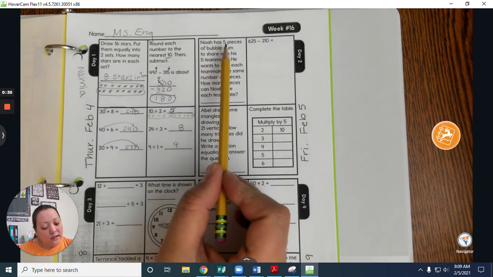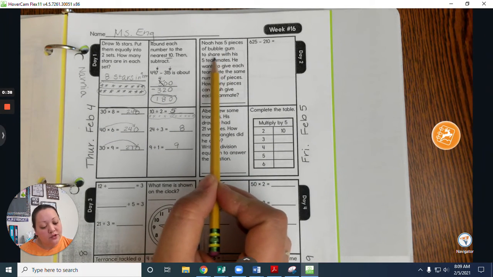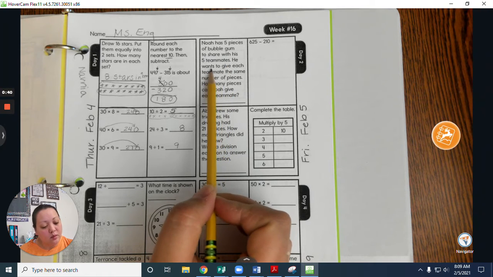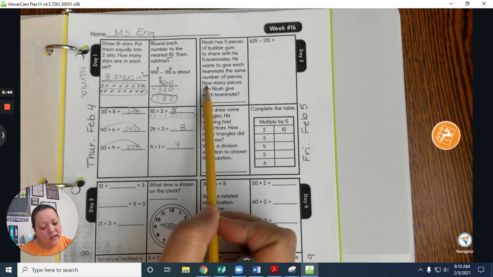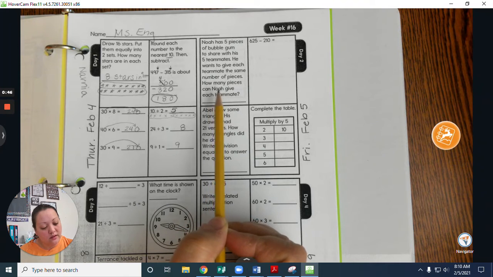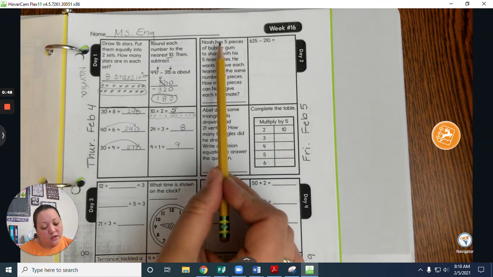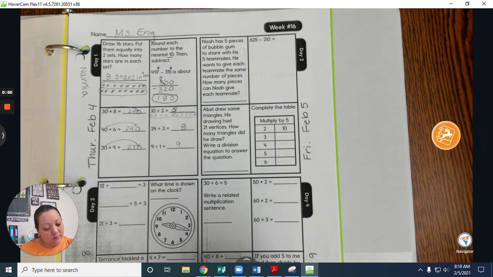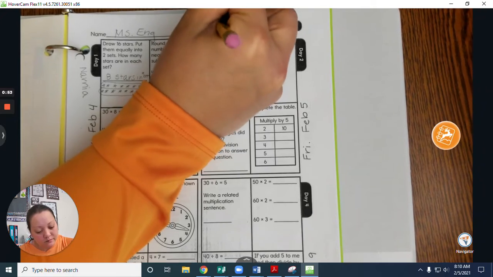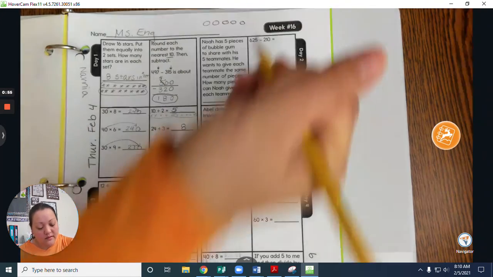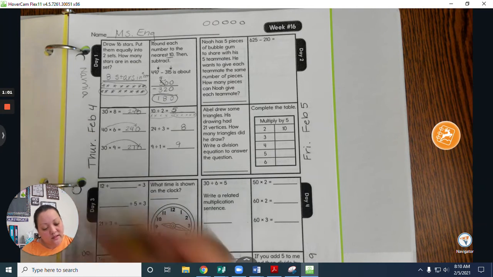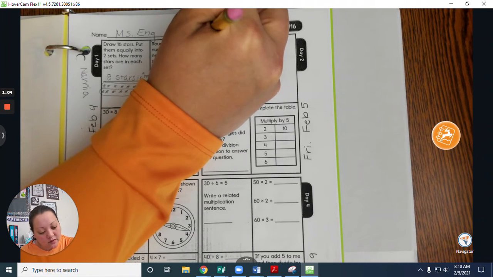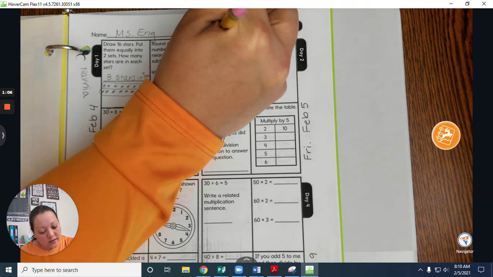Okay, Noah has 5 pieces of bubble gum to share with 5 teammates. He wants to give each teammate the same number of pieces. How many pieces can Noah give each teammate? So he has 5 pieces of gum. Here's our 5 pieces. And he wants to give each teammate the same amount of pieces, and he has 5 teammates. Okay, so here's our teammates, right?